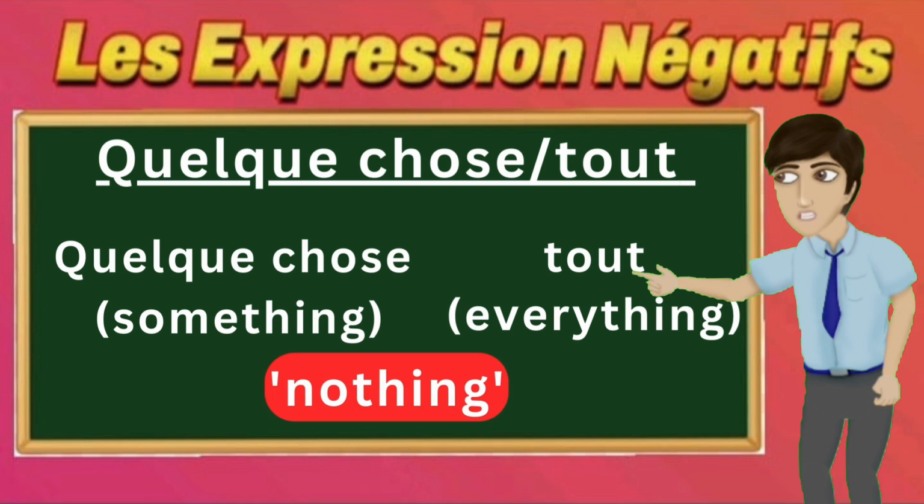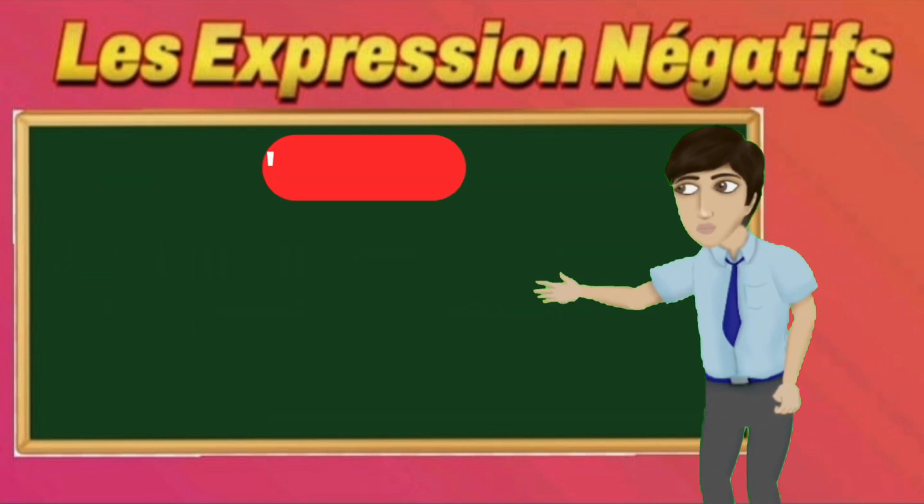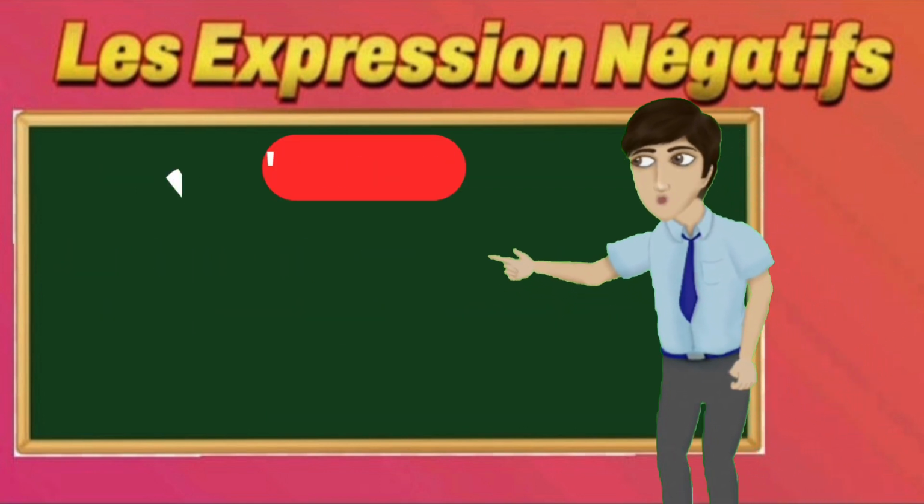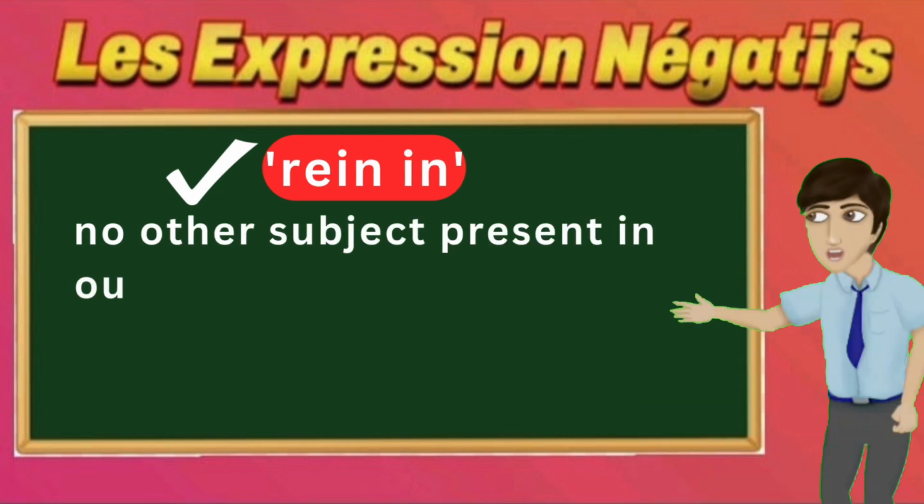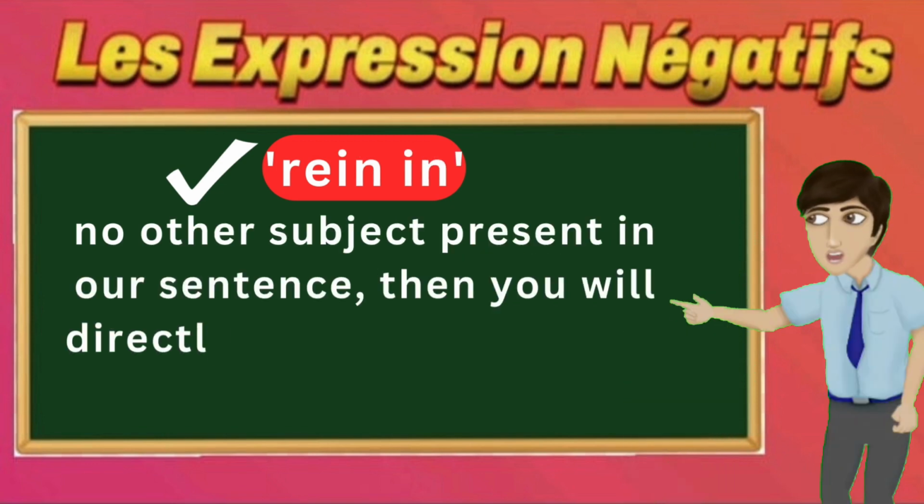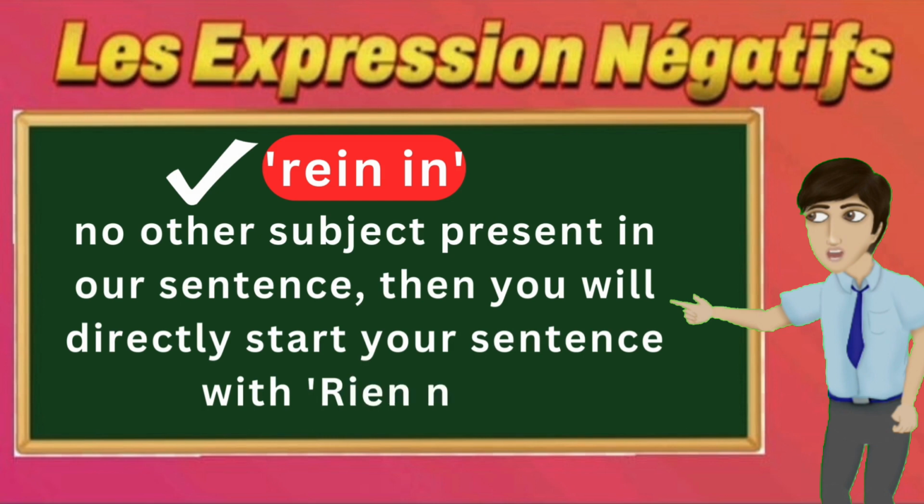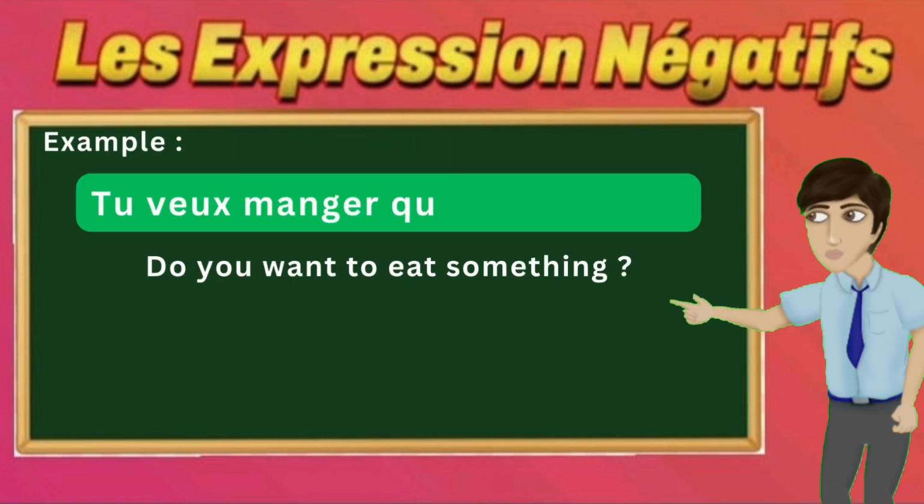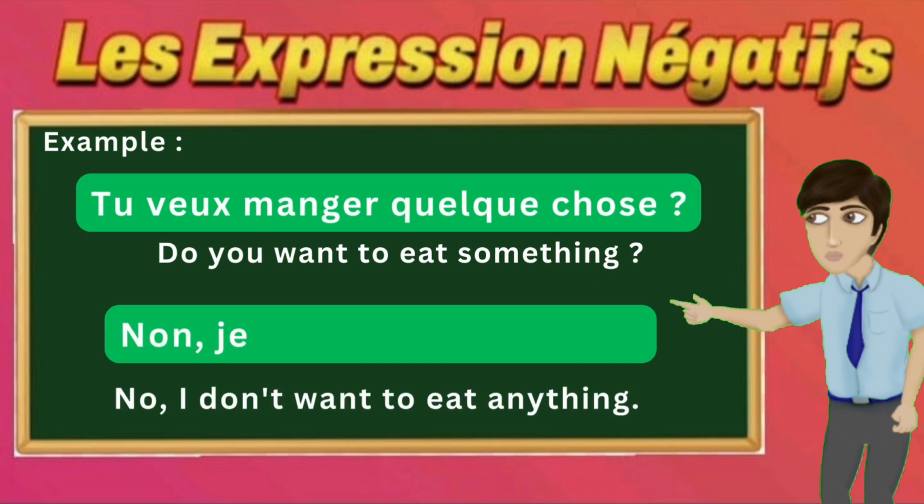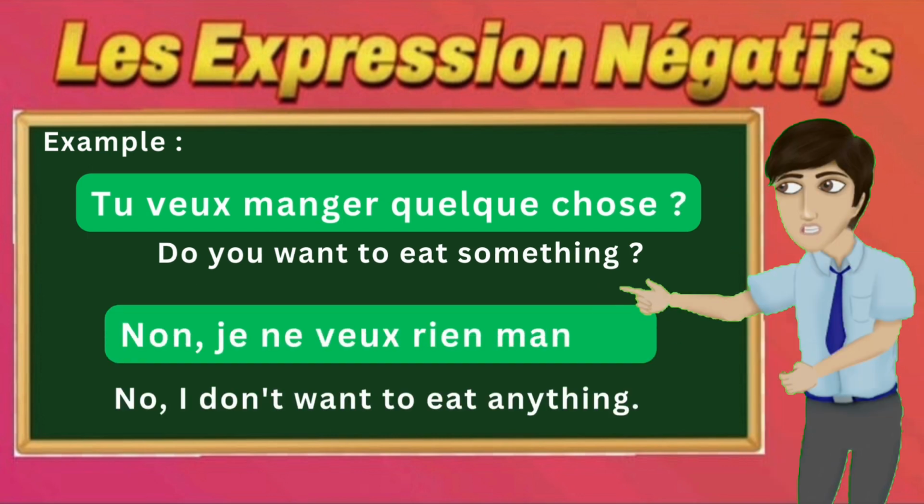You have to keep one thing in your mind while using rien. If there is no other subject present in a sentence, then you will directly start your sentence with rien. Let's take an example. Tu veux manger quelque chose? Do you want to eat something? The answer is no, je ne veux rien manger. No, I don't want to eat anything.